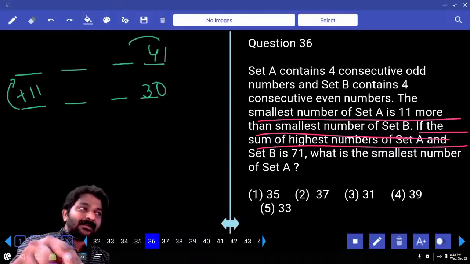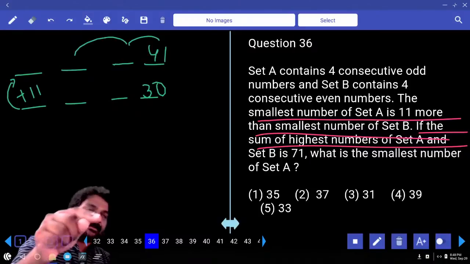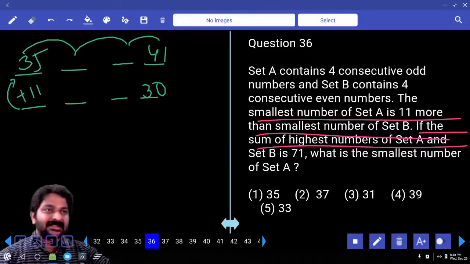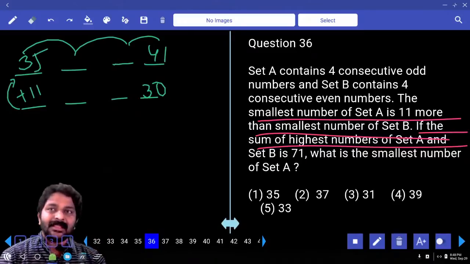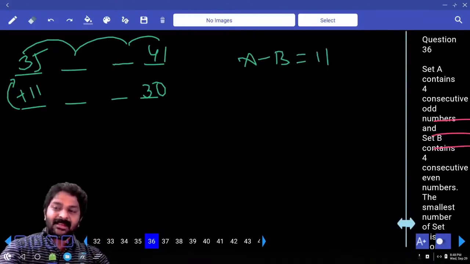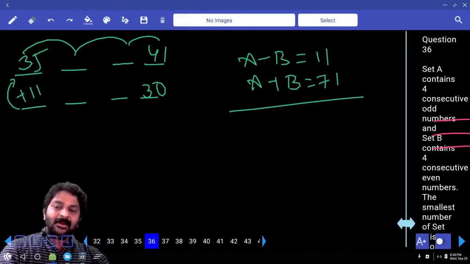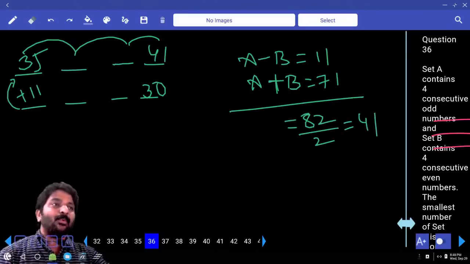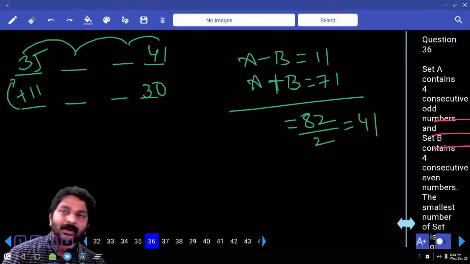Previous odd number, again, 35 is the final answer. అర్థమైందా? Otherwise, a minus b is equal to 11, a plus b is equal to 71. To get the a value, it is sum divided by 2 only. Sum is equal to 82 by 2. Answer 41. Okay na?